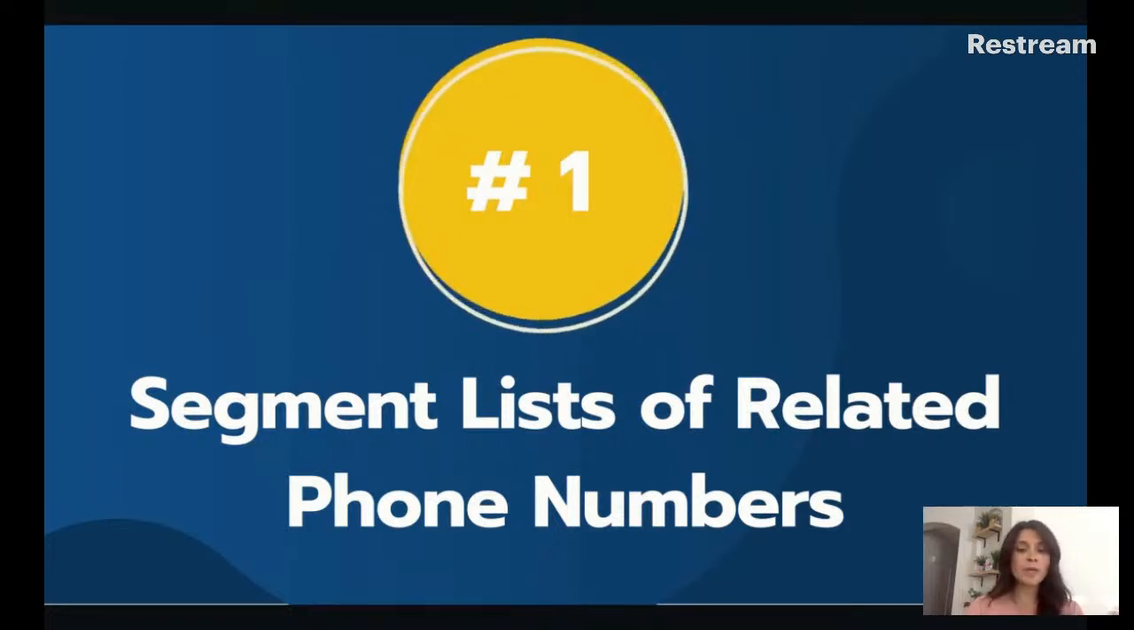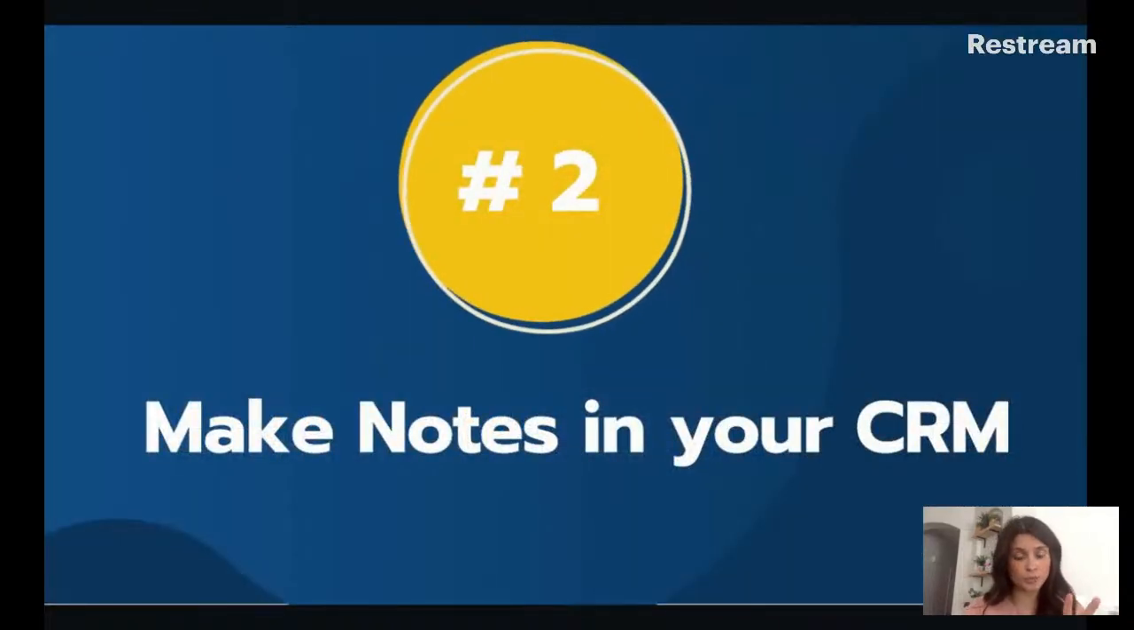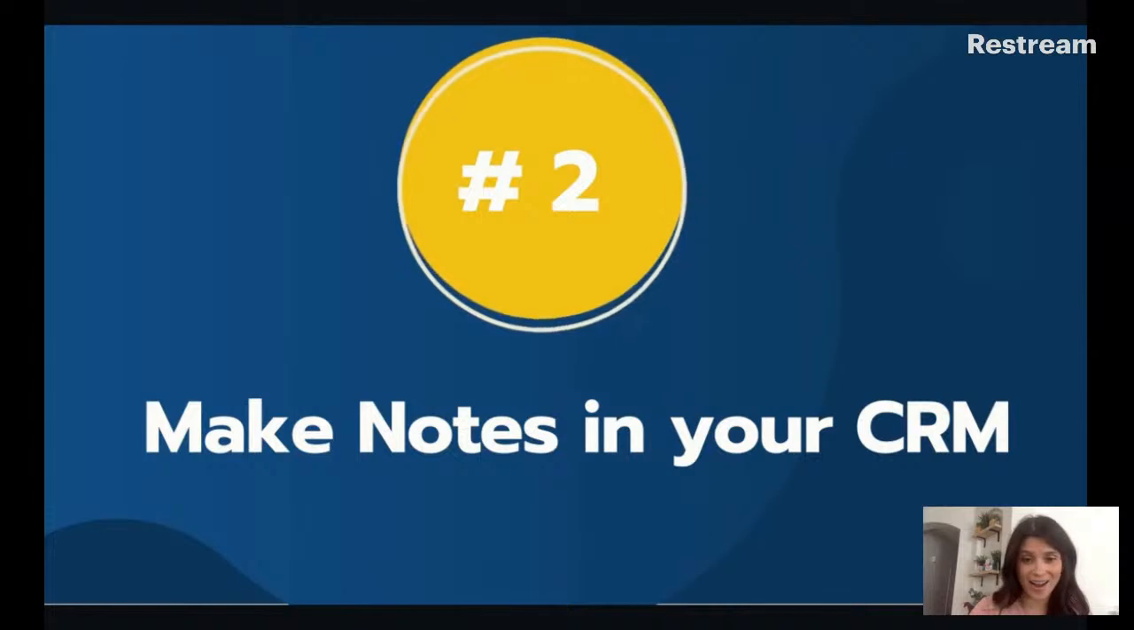But if you're not, I'm going to share with you guys a few examples of how you can segment your call list. So here's a couple examples. Let me go over to the next slide. You can set them up by buyer, seller, past client, income, preferred home style, other agents if you're going to be calling to recruit agents, and there's endless ways that you can segment your list. Sorry about that. Now, here's a couple examples that I just wanted to share with you guys, but let's dive into number 2. Make notes in your CRM.